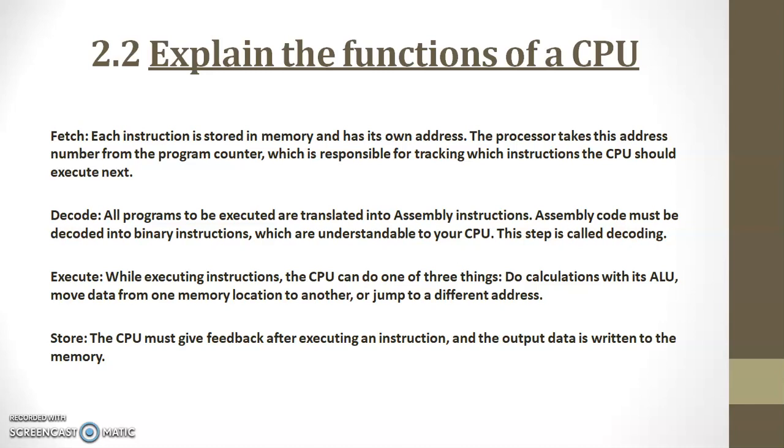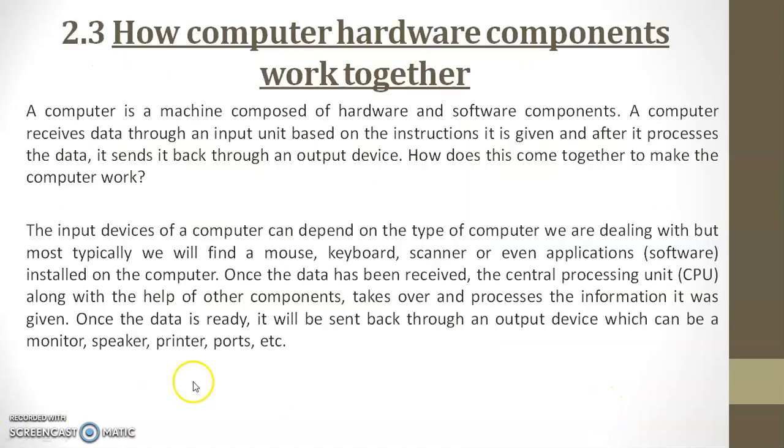Decode. All programs to be executed are translated into assembly instructions. Execute. While executing an instruction, the CPU can do one of three things: do a calculation, move data from one memory location to another, or jump to a different address. Storage. The CPU must give feedback after executing an instruction, and the output data is written to the memory.